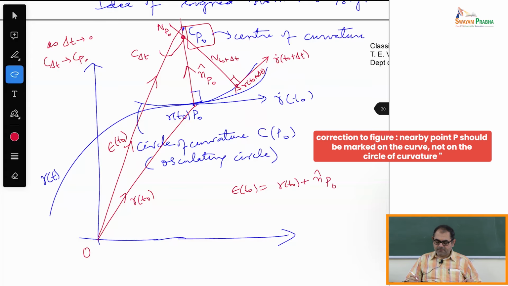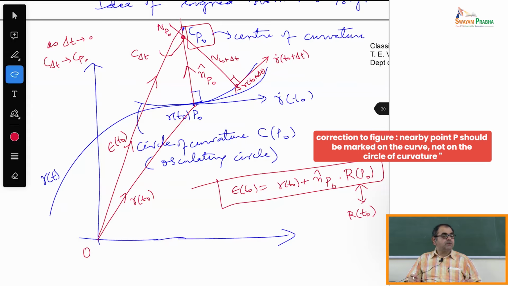times this length. The length is from P naught to C P naught, and that's the radius of curvature. So I should write it times the radius of curvature at P naught, or of course this can also be written as radius of curvature at T naught. So this was the vector equation.